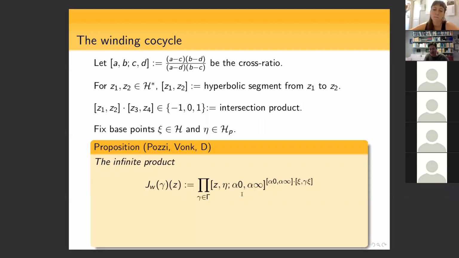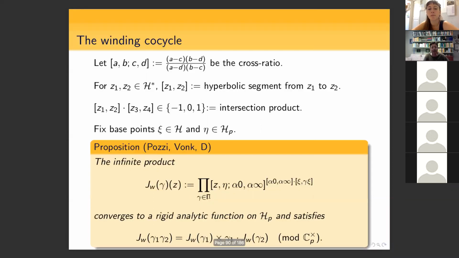Okay, so this is a lot to take in, but it's an infinite product in which the exponent has the effect of cutting down the number of factors, because very often, for many values of alpha, this hyperbolic segment will not intersect the other hyperbolic segment at all. You'll get a 0 here. It turns out that this infinite product converges to a non-trivial rigid analytic function on the p-adic upper half plane. Moreover, it satisfies a cocycle property like this, modulo scalars. So it's not quite a one cocycle, but modulo multiplicative scalars it is. It's believable given that this looks vaguely cooked up to have some kind of gamma invariance property, because we're taking a product over gammas in the group, etc.